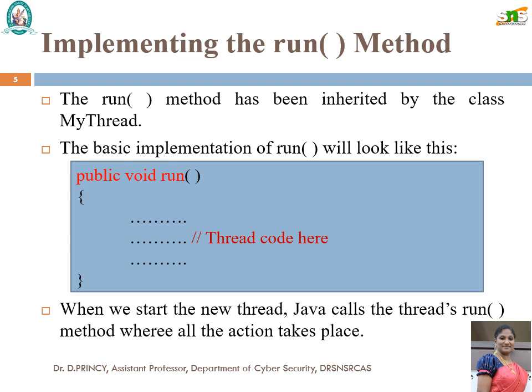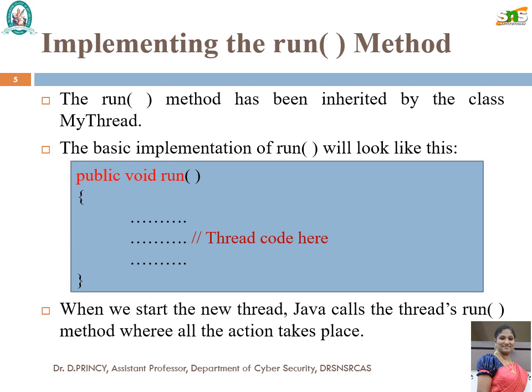Implementing the run method. After extending a class from the Thread class, we have to override the run method in our class. The run method has been inherited by the class MyThread. The basic implementation of the run method will look as follows. Public keyword, void keyword, and the run method. It is a method that does not take any arguments.